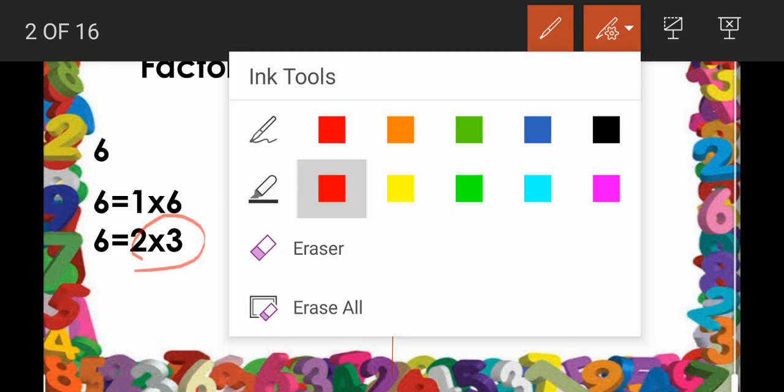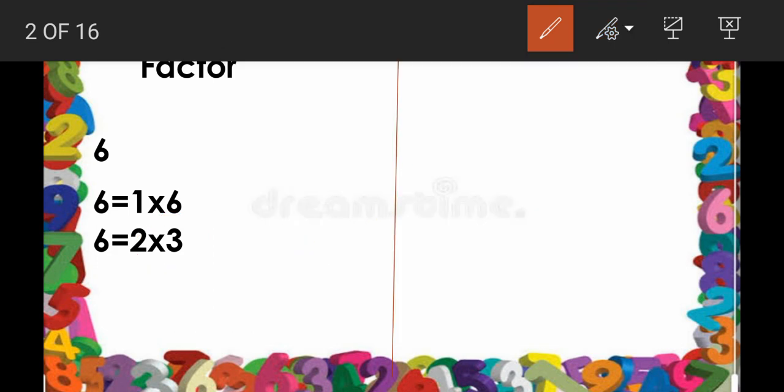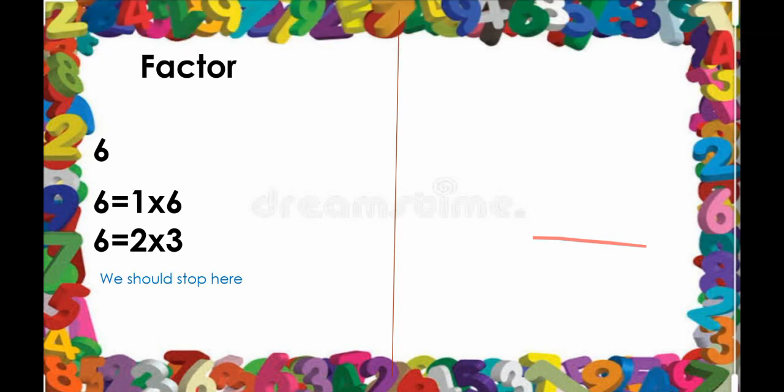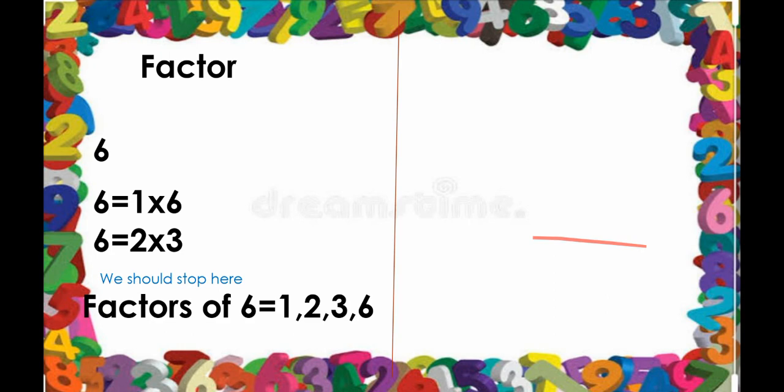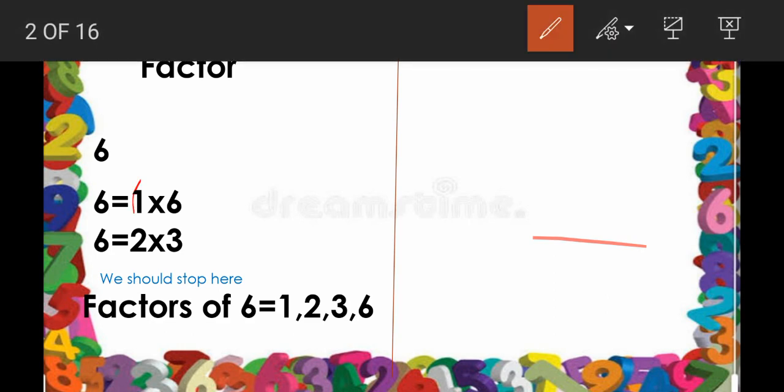Okay. So, 6 is equal to 1 into 6. 6 is equal to 2 into 3. Now, we should stop it here. Now, we can say that factors of 6 are, what are the factors? 1, 2, 3 and 6. So, we have the factors here. 1, 2, 3 and 6.